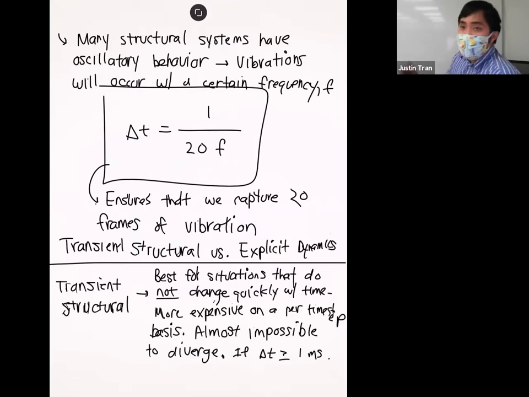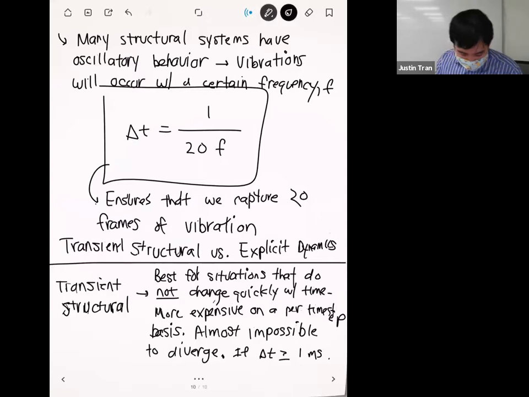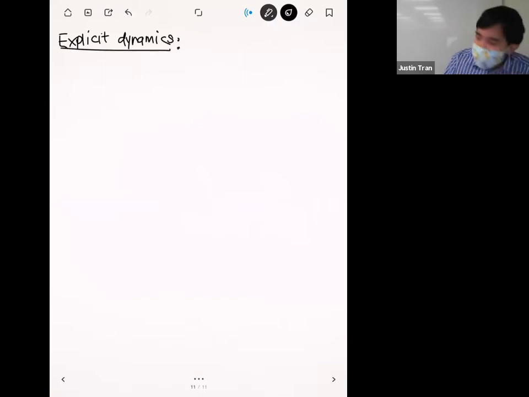All right. Any questions on this? Okay. And so explicit dynamics. Okay. And so the thing with explicit dynamics is that you run into the risk of divergence very quickly.